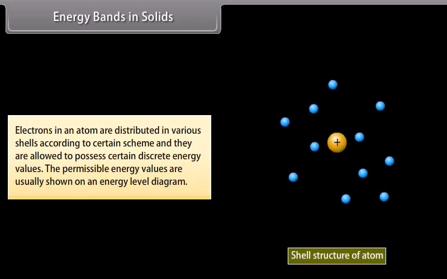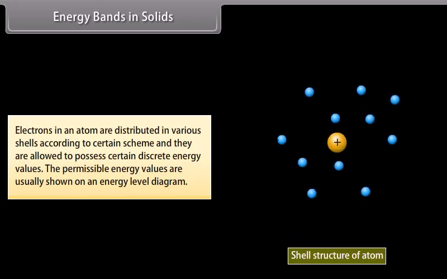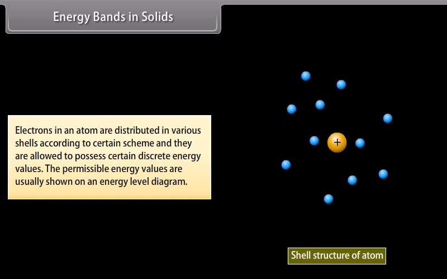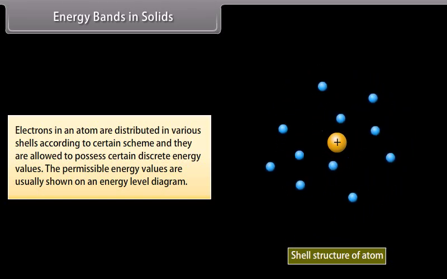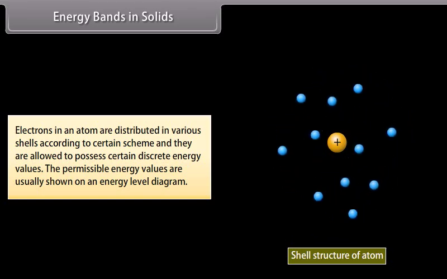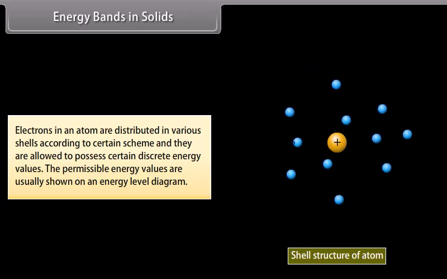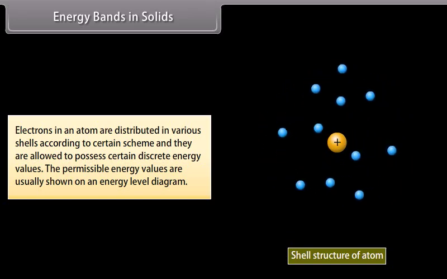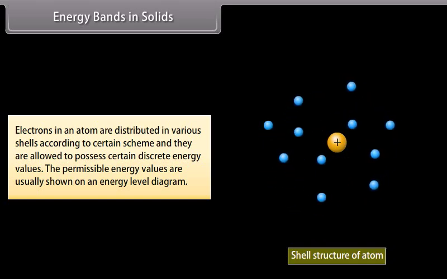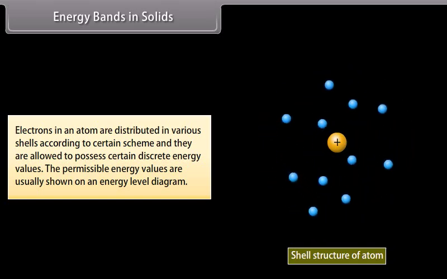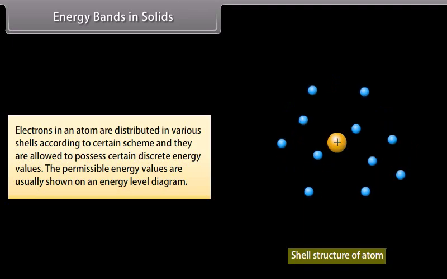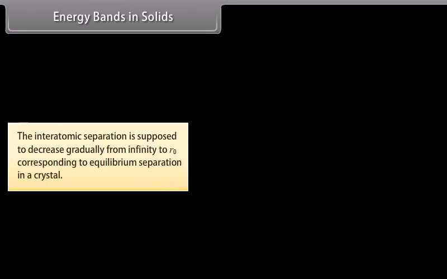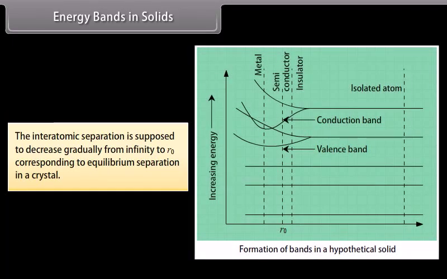Energy bands in solids. Electrons in an atom are distributed in various shells according to a certain scheme and are allowed to possess certain discrete energy values. The permissible energy values are usually shown on an energy level diagram. We consider the formation of bands for the energy level normally occupied by the valence electrons and the next level above it. The interatomic separation is supposed to decrease gradually from infinity to R, corresponding to equilibrium separation in a crystal.